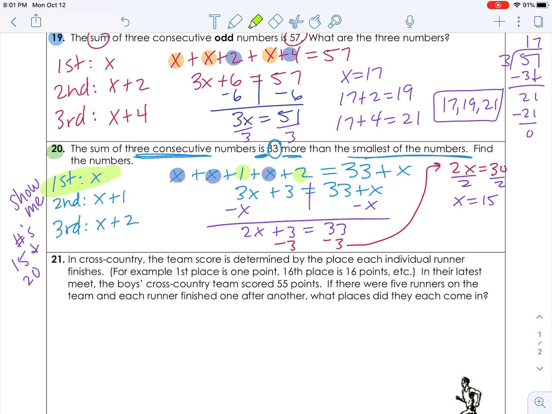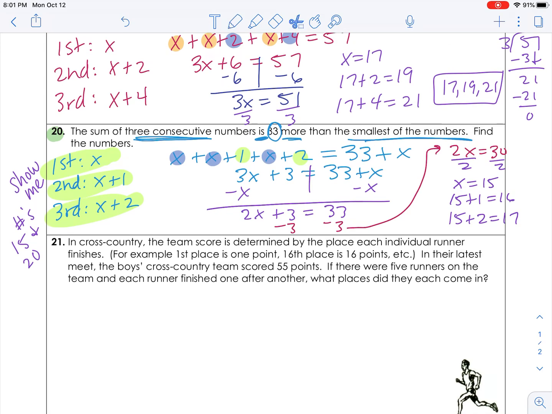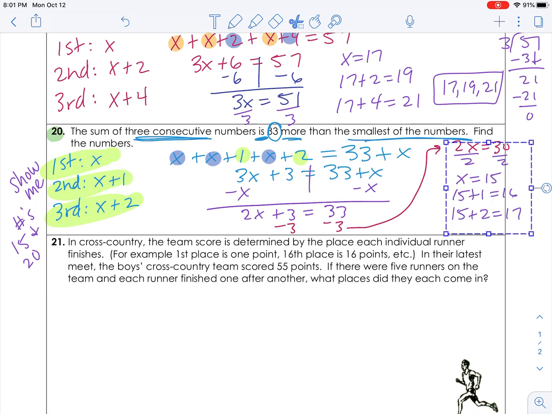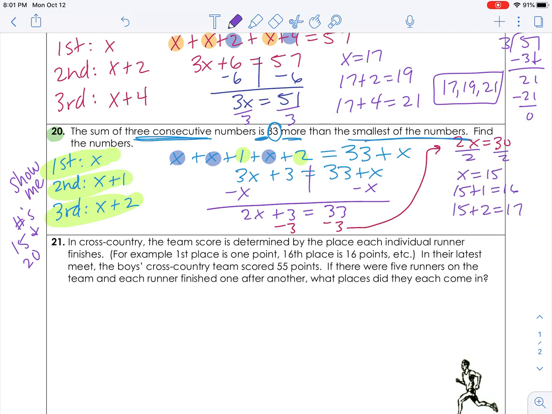That's our first number, x. How do we get the second number? The way we get the second number is by adding 1. So 15 plus 1 is 16. And then to get the third number, we have to take 15 and add 2. So 15 plus 2 is 17. So our 3 answers to this problem are 15, 16, and 17.